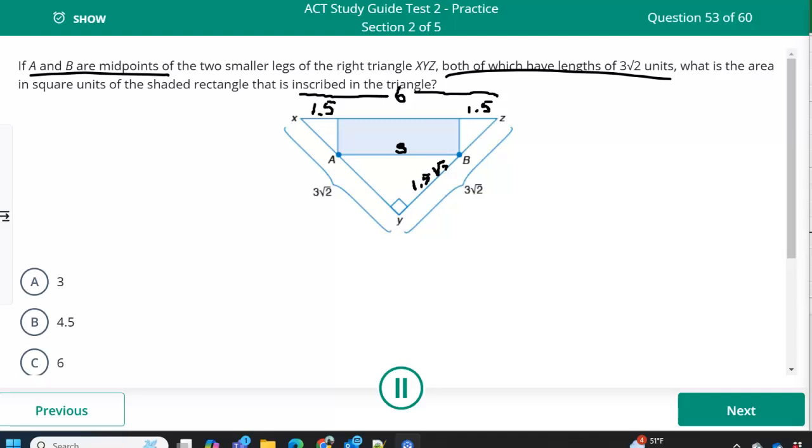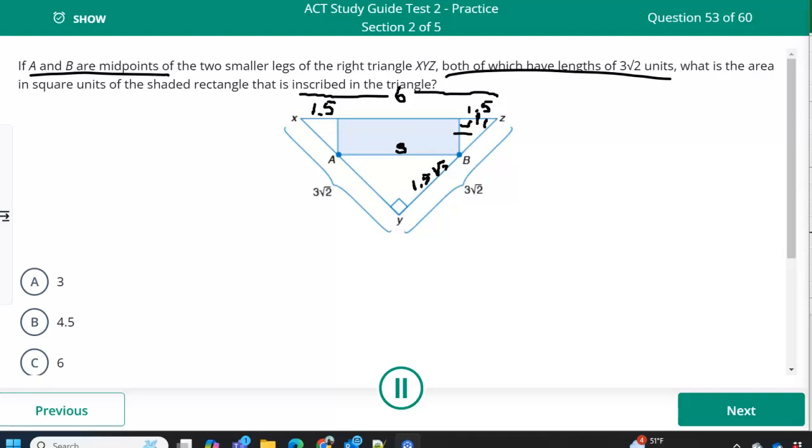Okay? Now, this angle here, we already know that that is a 45-degree angle. We know that this is a 90-degree angle. So this little triangle here is also a 45-45-90 triangle, and that tells us that it is an isosceles triangle, and that this side is equal to this side. Again, 1.5.